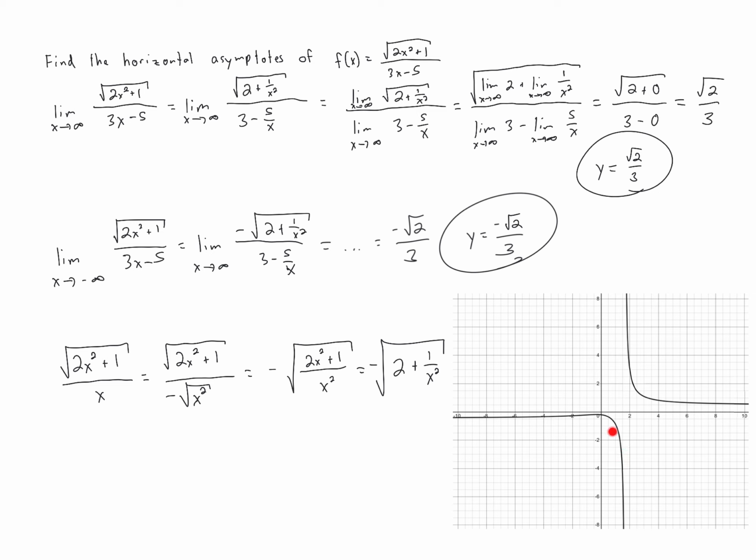And then on the left-hand side, the behavior is different. We've got a different horizontal asymptote. This one is a negative number because it's below the x-axis. And in fact, that is our negative root 2 over 3. So this is an instance where we have different limits as x approaches positive infinity and as x approaches negative infinity. So we're going to have different asymptotes on each side of the function.